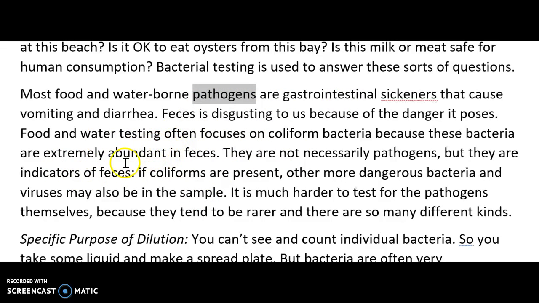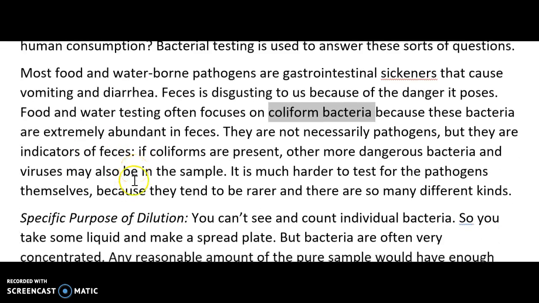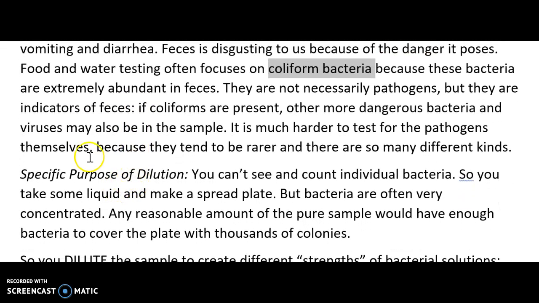But when we test, what we're looking for are coliform bacteria, and these are just super abundant in the large intestine and in feces of vertebrates. Most of them are not pathogenic. They're friendly bacteria. They actually help improve our health by being in our large intestines. But they are indicators. They're a red flag. They're telling us that feces is in that sample. And if so, other dangerous bacteria and viruses might also be present.